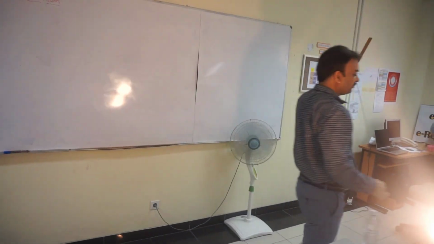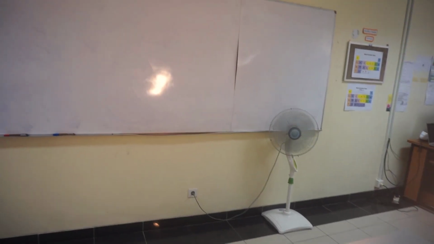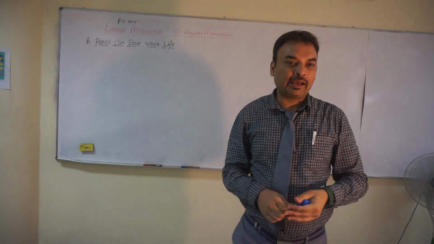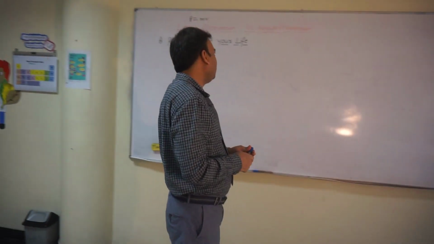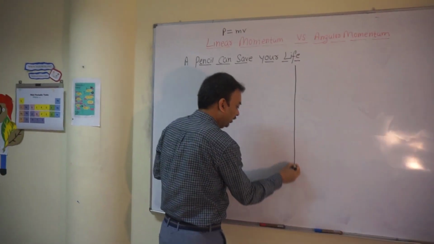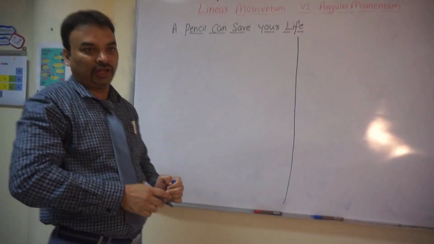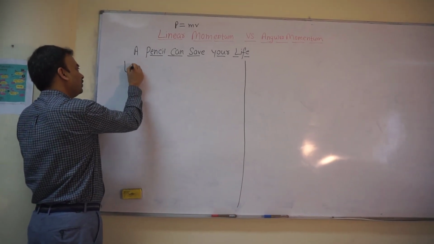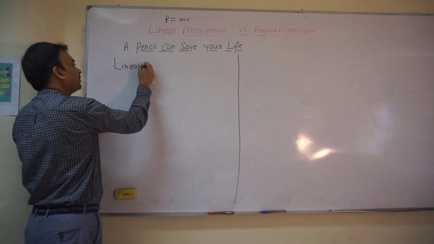So actually physics is working. How does this happen? Let us understand this mathematically, right? So let me explain this. First, how a pencil can save your life, how physics can save your life, right? So first we start with the linear momentum, okay?